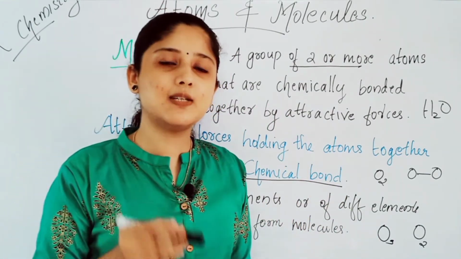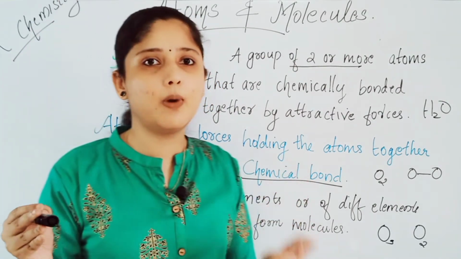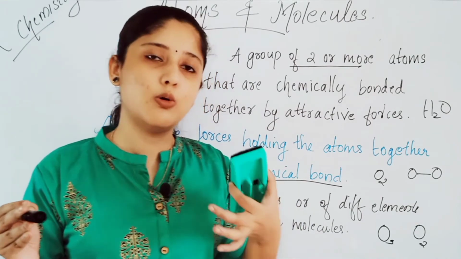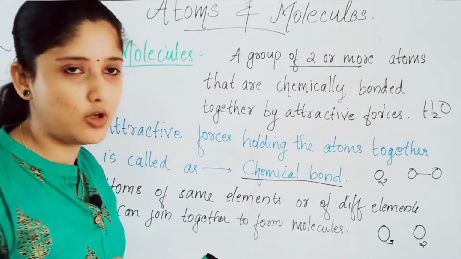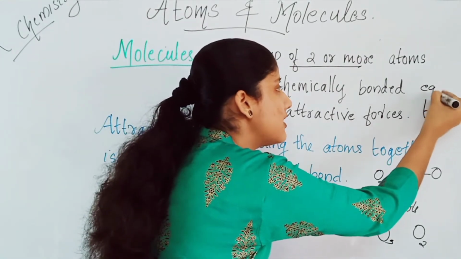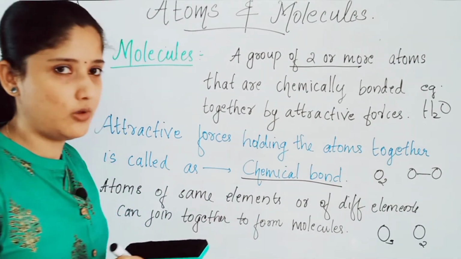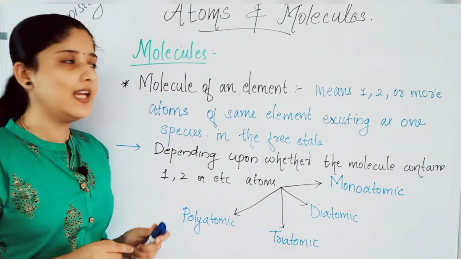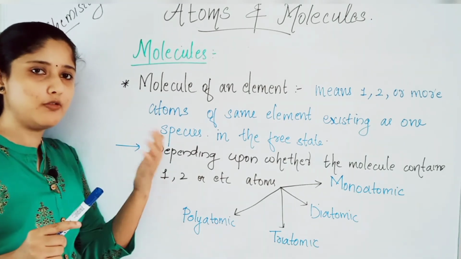So atoms of the same element, that means atoms of oxygen, can combine to form an oxygen molecule. Also atoms of different elements can combine to form what? A water molecule. Example is H2O, two hydrogen and one oxygen combined to form a water molecule. Next, in detail about the molecule of an element.